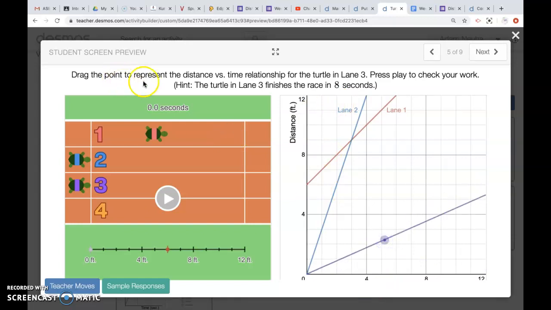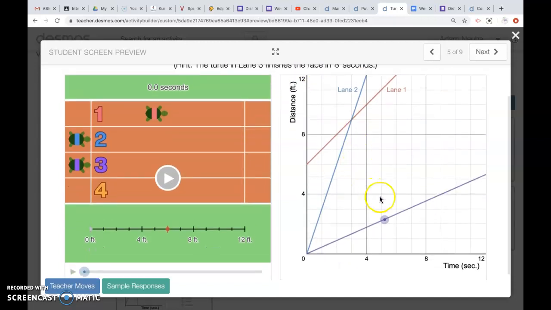It says drag the point to represent the distance versus time relationship for the turtle in lane 3. Press play to check your work. Make sure you press play to check your work. And the hint right here is the turtle in lane 3 finishes the race in 8 seconds. So at 8 seconds, it's going to finish the race.